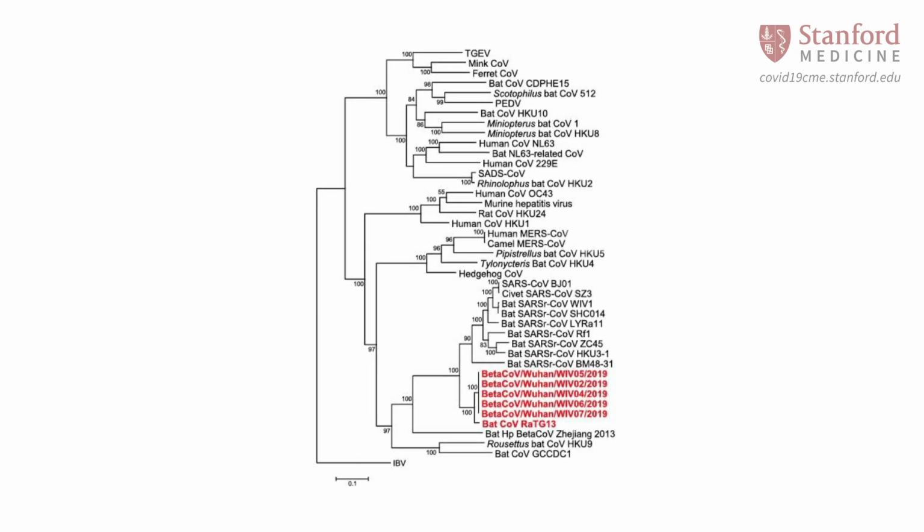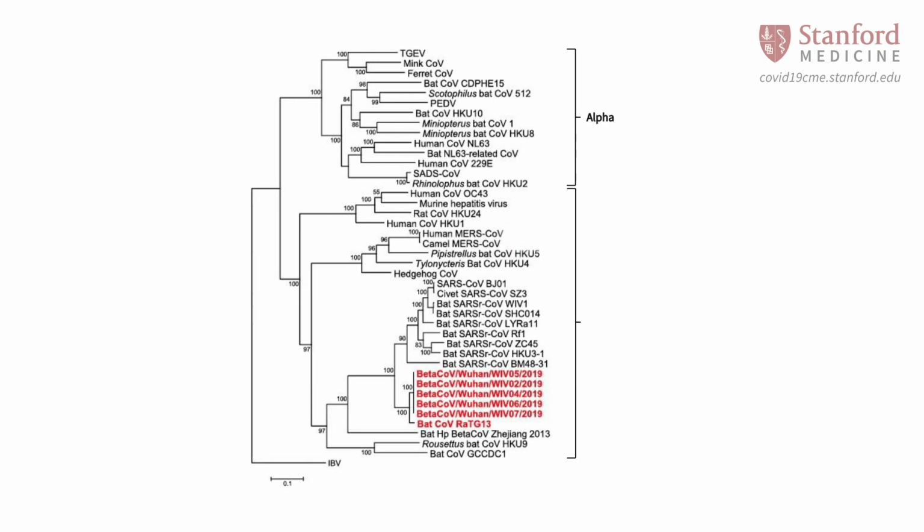SARS-CoV-2 belongs to a large family of viruses called coronaviruses. These are positive strand RNA viruses with large genomes of more than 27,000 nucleotides. Within the coronavirus family, two groups, alpha and beta coronaviruses, are well known to cause human disease. For example, the coronaviruses NL63, 229E, and OC43 cause 10 to 30% of cases of the common cold.